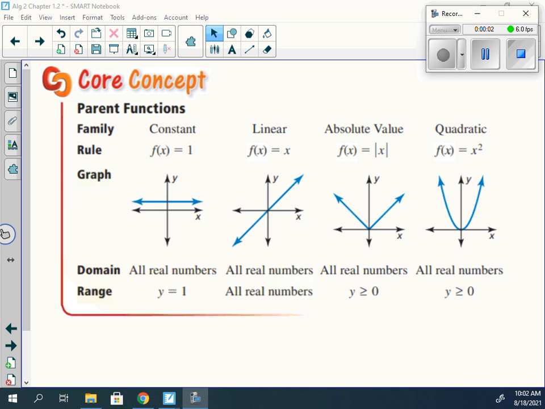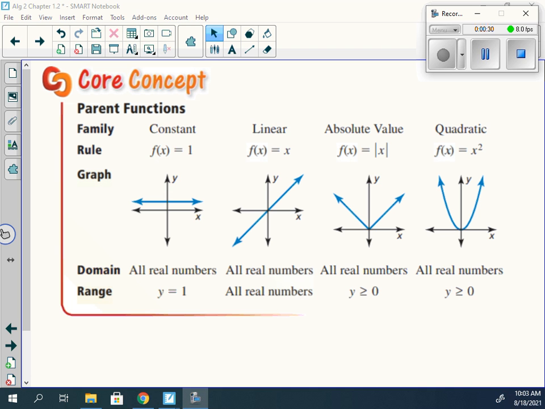What we're looking at today is parent functions and transformations. Now, there are different types of what we call parent functions. And a parent function is the most basic version of that function. So y equals x is just the equation of a line. And we call it a linear function.